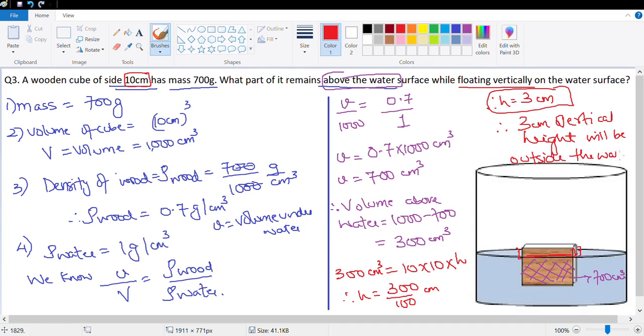I hope you realize very simple questions. One formula, small v upon capital V is equal to density of solid upon density of liquid, and another one, density is equal to mass upon volume. So let's look at the next question. The next question that we do is question number 4.